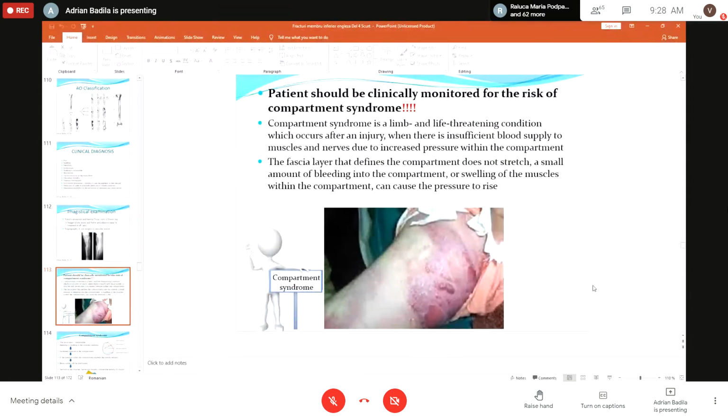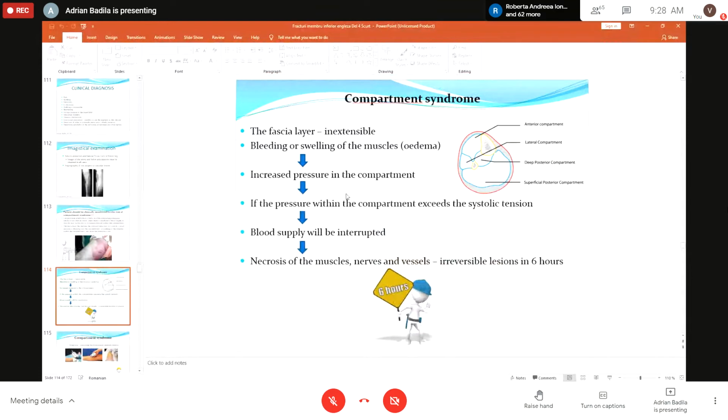What happens? The fascia layer is inextensible. After a bleeding, so a hematoma, or if we have an edema of the muscles of a crushing syndrome, this bleeding or edema will lead to an increased pressure in the compartment. After a while, this intracompartmental pressure will be higher than the pressure in the venous system. That means that the veins will collapse. All the blood will remain here in the compartments, and the arteries will continue to bring blood in this compartment.